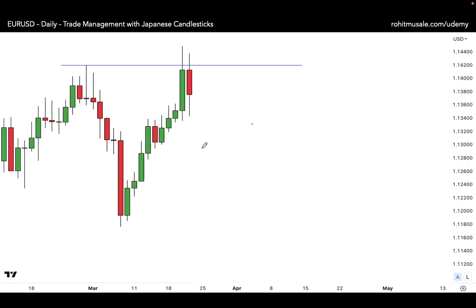In this video, we will look at how to manage a trade simply with Japanese candlesticks. If you have sophisticated knowledge of Japanese candlesticks, it will help you manage a particular trade after you have taken it. So this is a daily time frame chart of the euro US dollar. Let's look at what is going on in this chart.